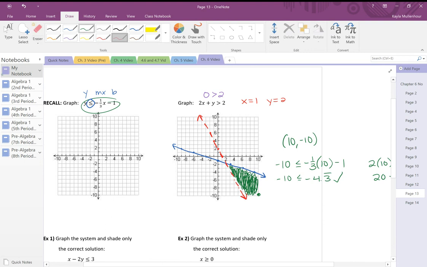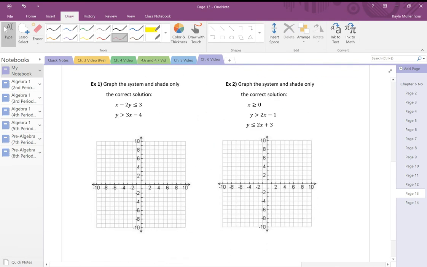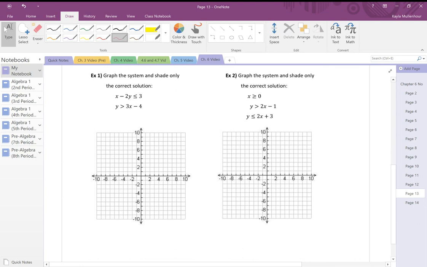If I were to choose a point over here, this would only work in the blue one. Some point up here would not work in either one. So only the points in the green shaded area are solutions to both inequalities, which makes it a solution to the system. Okay, so when we're looking at a system of inequalities, you're only shading the area where they overlap. So sometimes that can be a little tricky. So you want to make sure that you're working very carefully and plugging in correctly.